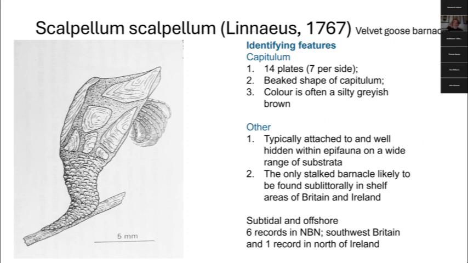Because Scalpellum is subtidal and it occurs all around the UK and offshore. It's the only subtidal species that we're likely to see, in fact, of stalked barnacle. It's characterized by having 14 plates, that's 7 on each side. The other thing that's characteristic about it is the shape. So it's got this characteristic beak shape on the tip of the capitulum or head. And generally, it's a silty grayish brown in color.